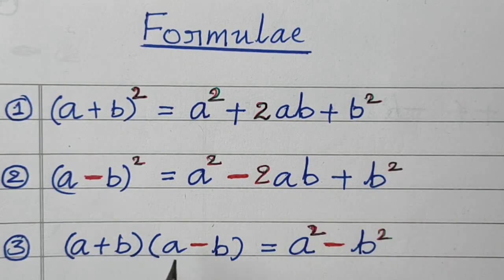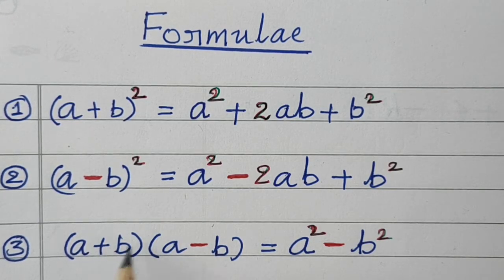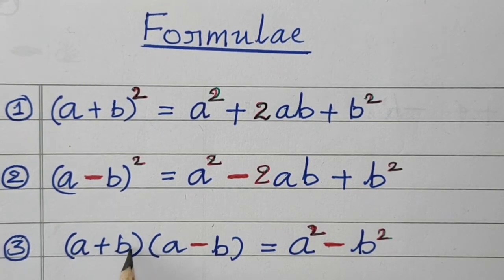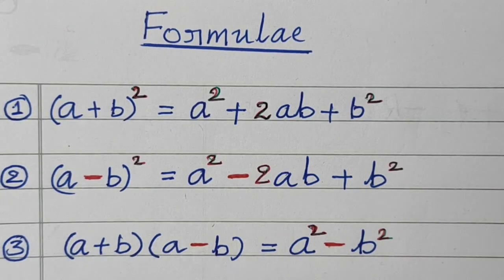(a + b)(a − b). When you have 1 plus here and 1 minus here, (a + b)(a − b) is equal to a² − b². The product of these two is a² − b².